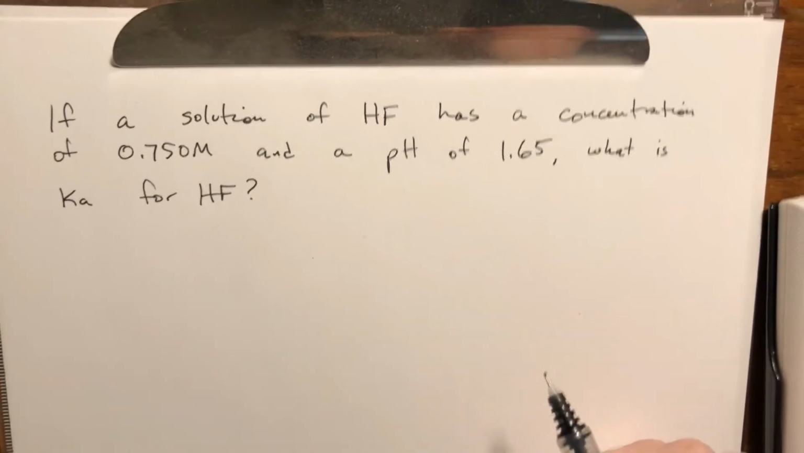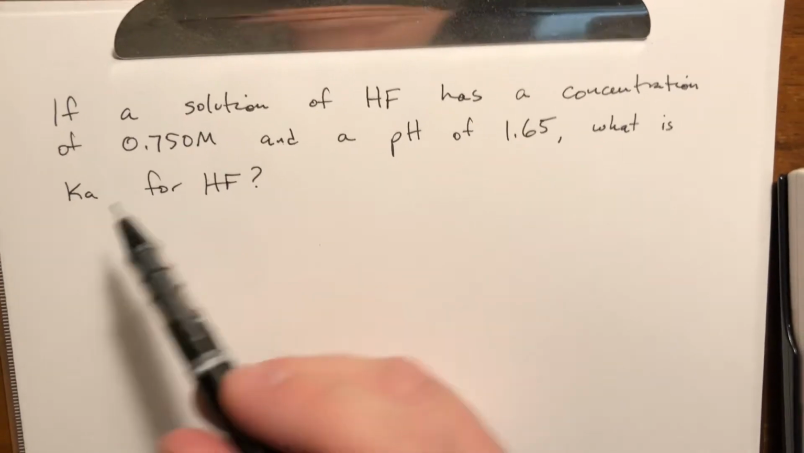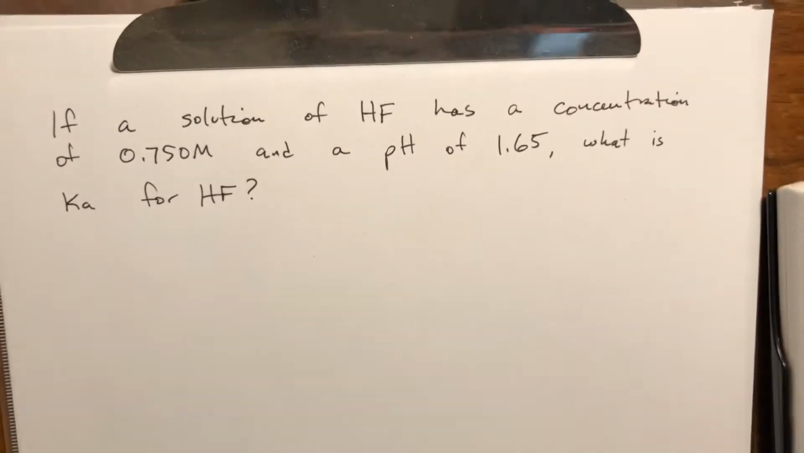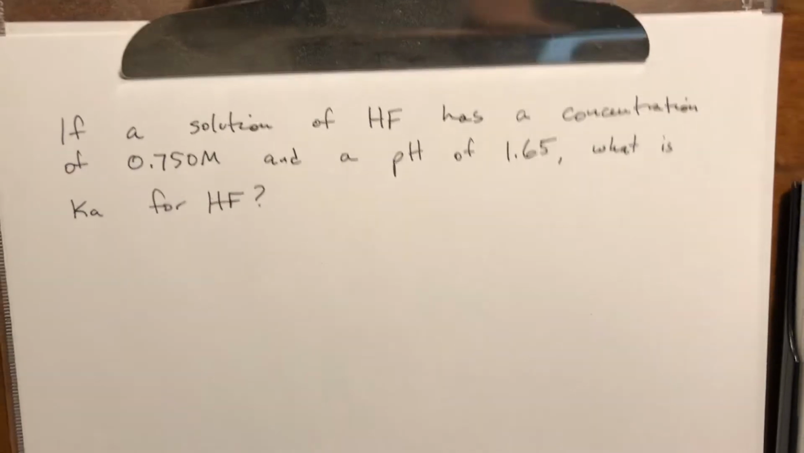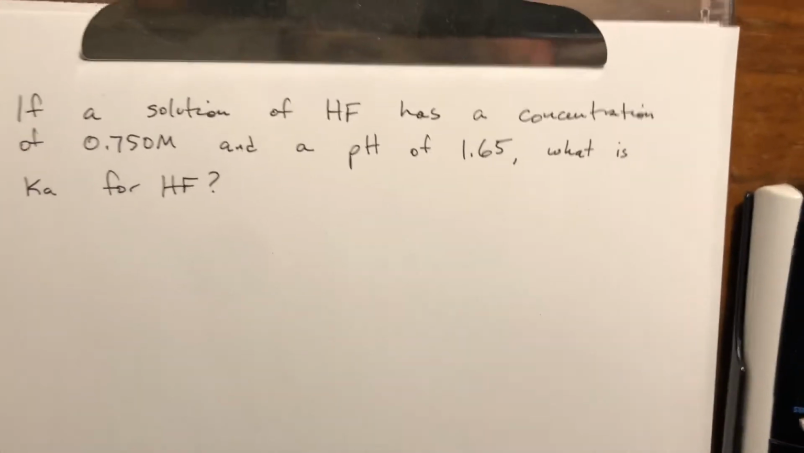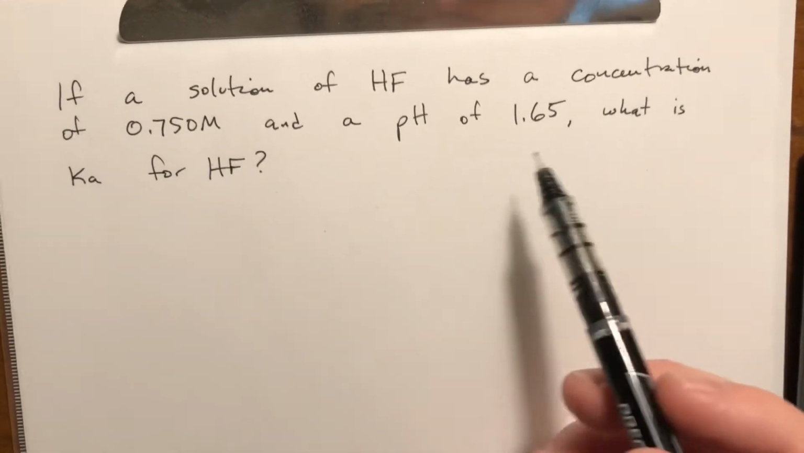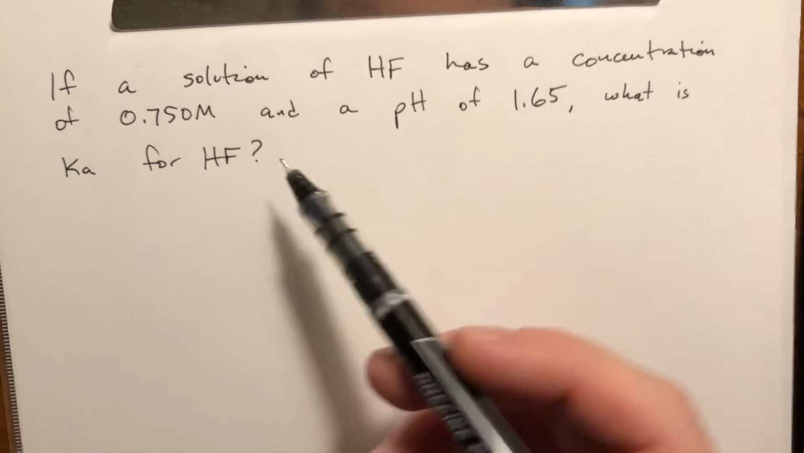Okay, for this problem we have a weak acid, HF, and we are trying to solve for Ka, and we know the pH and the concentration. So we're essentially solving for the Ka of a weak acid based off of the pH and the concentration. In previous problems we have done the assumption first, but we can't do that here.